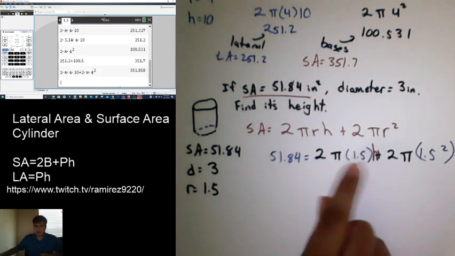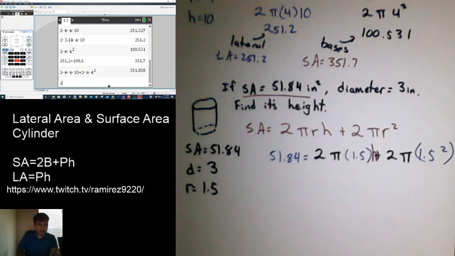So 2 pi times 1.5. 2 times pi times 1.5.